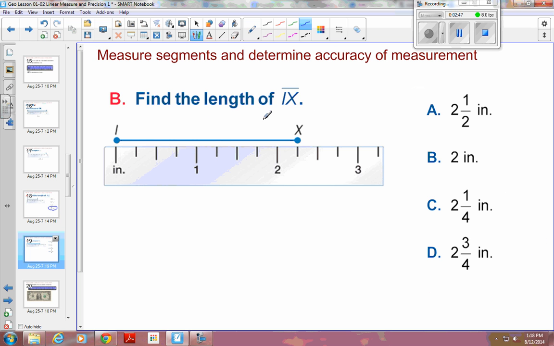Okay, find the length of IX, and we are in fourths again, because we don't have the little tiny ones, which are 16ths. Sometimes they have a little even smaller segment with the 16ths, and then they have a little bigger one that's 1/8 on your ruler, depending which ruler you're using. So this is 2, and we said that each one of these is 1/4, so this should be 2 1/4, and so the correct answer here should be C.